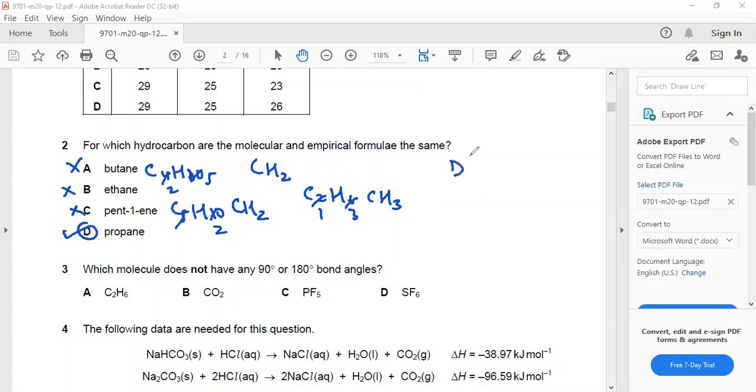How is D the answer? C3H8 cannot be simplified, right? So keep in mind the shortcut: alkene is not possible, so it's not possible for C. So try A and B. If A and B are wrong, then the answer will be D. Okay.